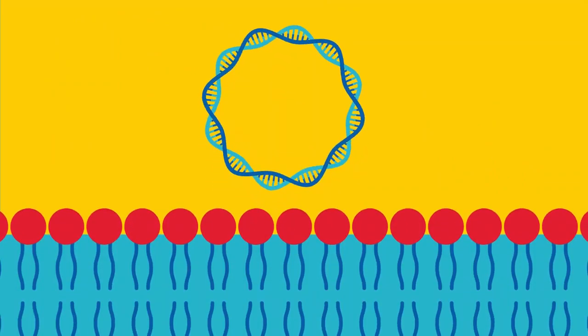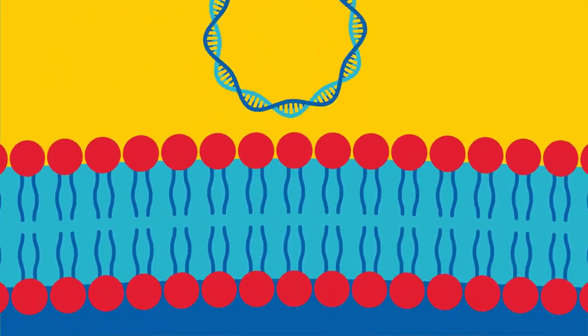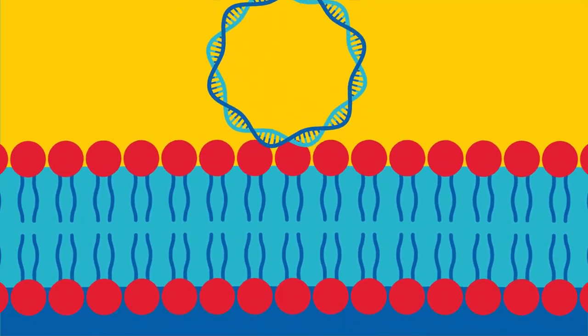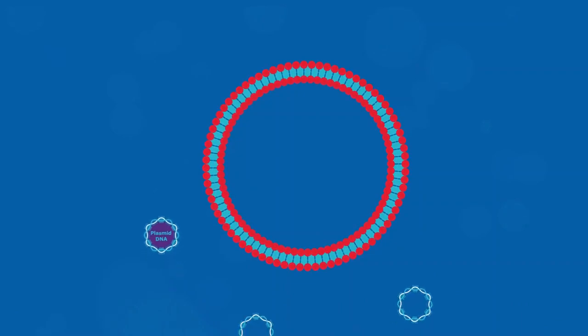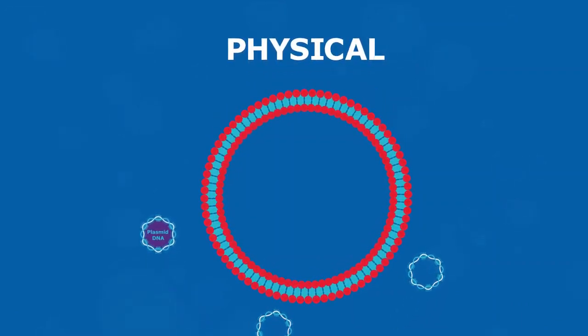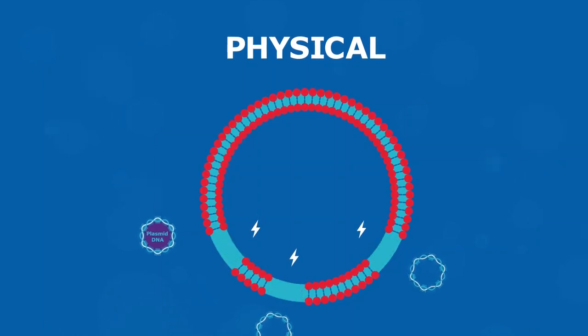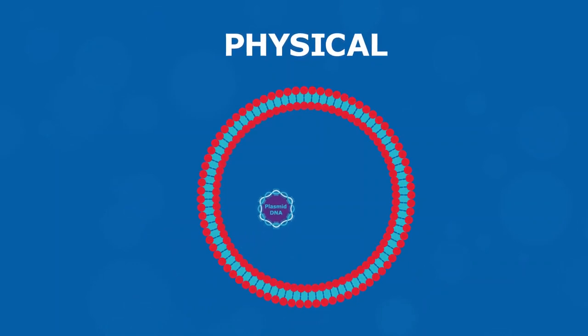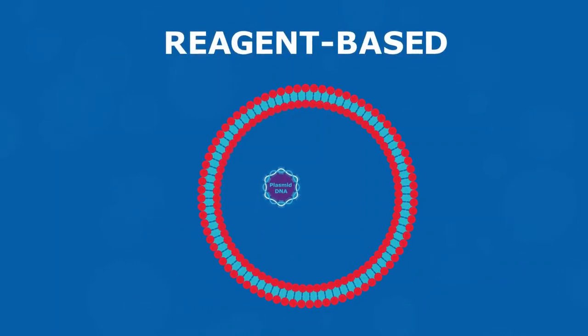The hydrophilic nature of the DNA backbone presents a challenge for efficient delivery beyond the hydrophobic center of the cell's membrane. Overcoming this barrier is achieved by two distinct methodologies. 1. Utilizing a physical method, such as electroporation or microinjection, that temporarily perturbs the cellular membrane and allows passage of the nucleic acid. 2. Utilizing a reagent-based approach.